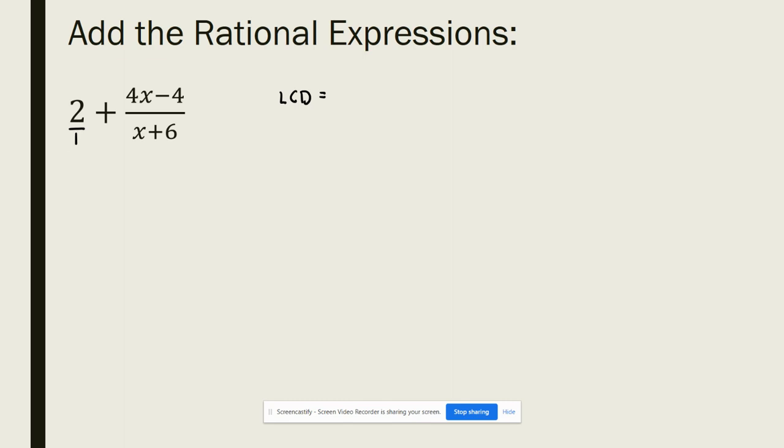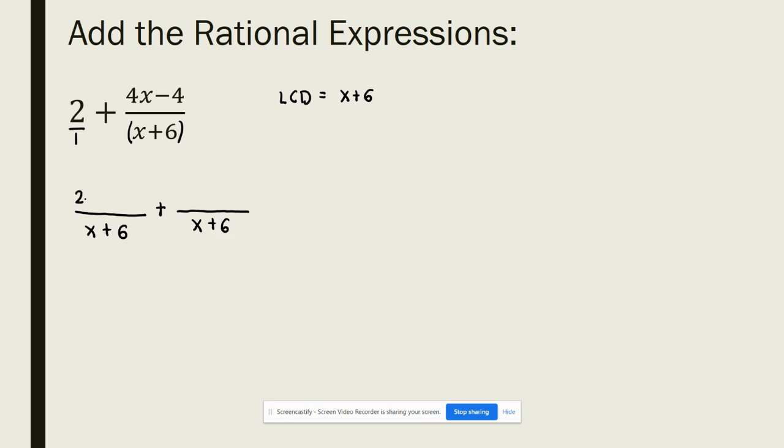Well, if I look at 1 and x plus 6, this is a package deal here. I can't factor that any further. Those two terms are very different, so x plus 6 is going to be then that least common denominator because you essentially multiply them together. 1 times x plus 6 is just x plus 6. So that means that I'm going to have that LCD of x plus 6 in both of my new fractions.